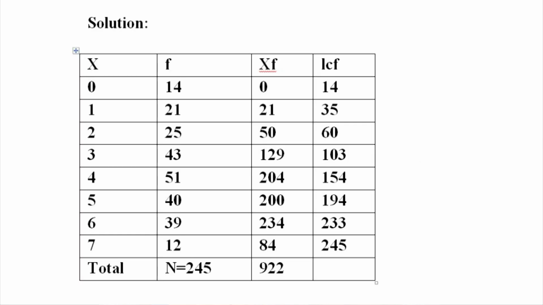In order to compute the median, we have to check if the observations are ordered. From the table, we see that the x observations are in ascending order. Now, we shall find the less than cumulative frequency as in column 4. The less than cumulative frequency values are 14, 35, 60, 103, 154, 194, 233, 245.